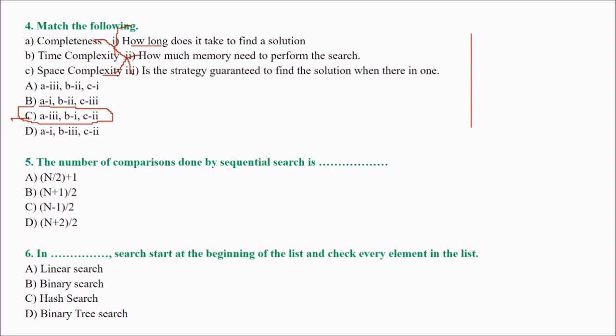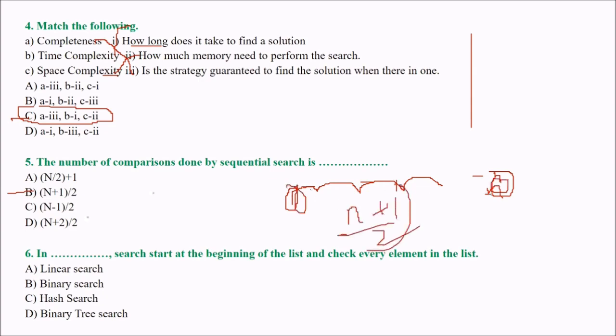Next is the number of comparisons done by a sequential search is. How many comparisons? Can you guess the answer? The answer is B, n plus 1 by 2. You can easily find that if we have 1 to n numbers and we have to search for each value, you can find it at the first position, at the nth position, or at some other position. So it will be the first position plus the nth position, that is n plus 1, by 2. Okay. So the answer is this.